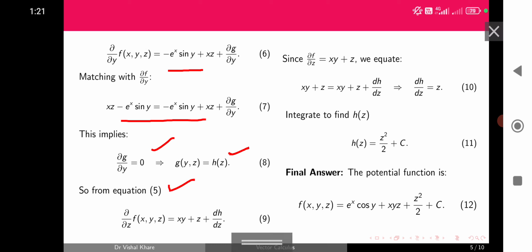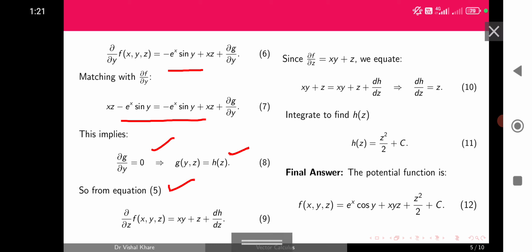Next topic is exactness and evaluation of the integral. Show that y dx plus x dy plus 4 dz is exact and evaluate this integral. Given that y dx plus x dy plus 4 dz is equal to M dx plus N dy plus P dz, comparing, we have M is equal to y, N is equal to x, and P is equal to 4. So we apply the test for exactness, the same condition which we have seen in the last example. Here, in place of P, Q, R, it is M, N, and P.